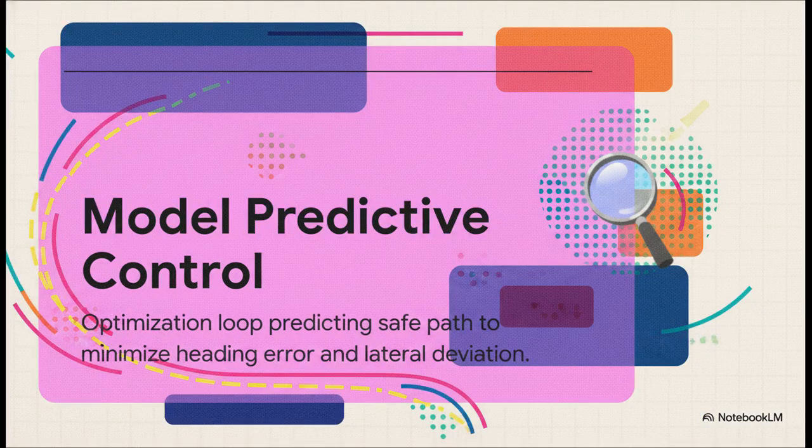But when things get a bit more intense, like maintaining safe following distances or pulling off smooth high-speed maneuvers, the system brings in the big guns, Model Predictive Control, or MPC. This is a highly advanced optimization loop. Instead of just reacting to an immediate error like the P controller does, the MPC algorithm looks at real-time lane and vehicle data to predict a safe reference path over a set time horizon. It actively minimizes heading error, lateral deviation, and sudden control effort all at the exact same time. And that means the ride isn't just safe, it's actually smooth.